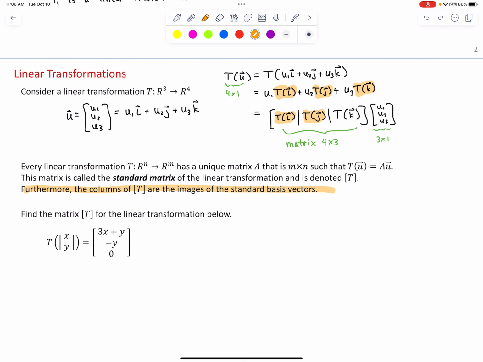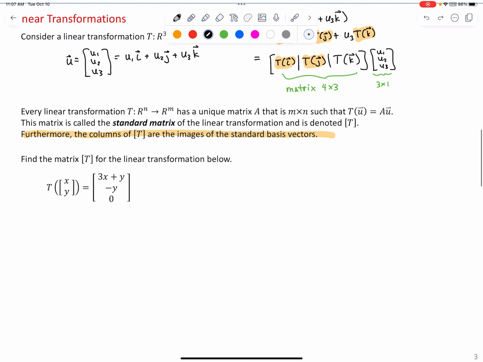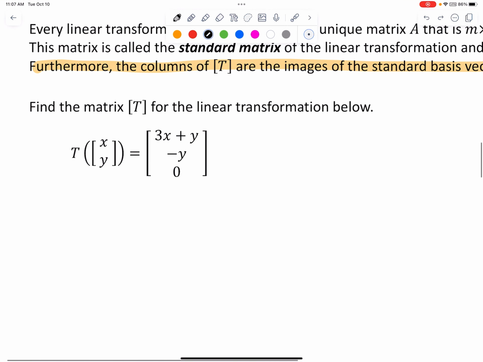Find the matrix T in brackets for the linear transformation below. So in other words, find the standard matrix of this linear transformation. Well, all we have to do is figure out the images of the standard basis vectors, and those will form the columns of the standard matrix. So for example, let's take this transformation and plug in the i vector. In other words, we're doing the transformation of the vector (1, 0).